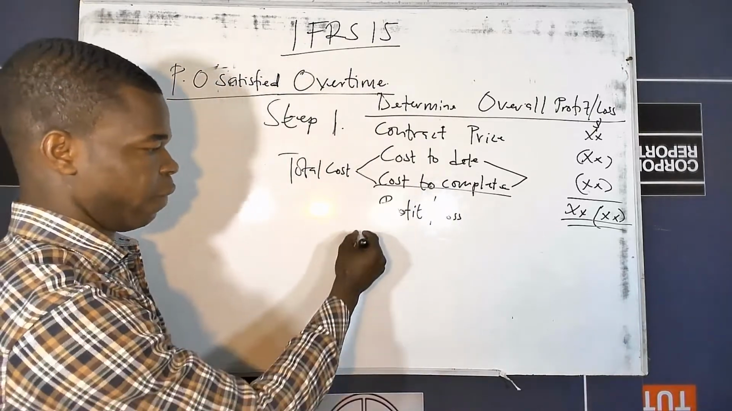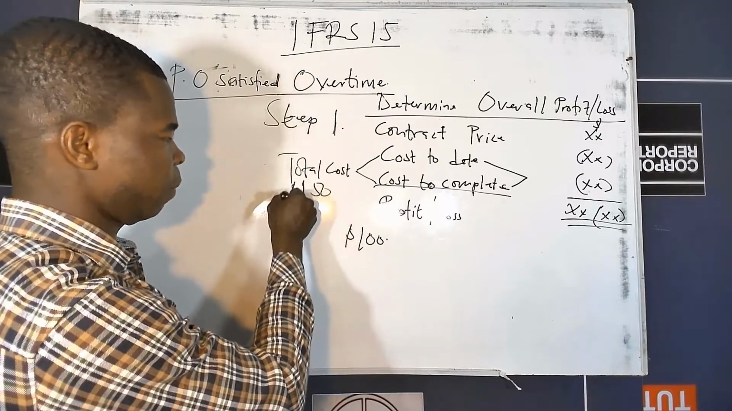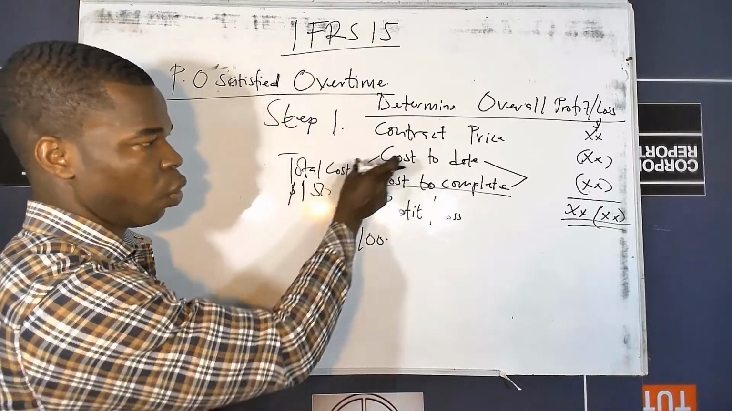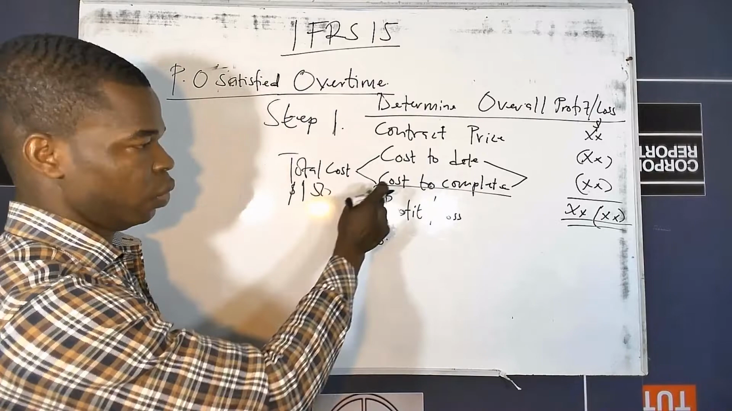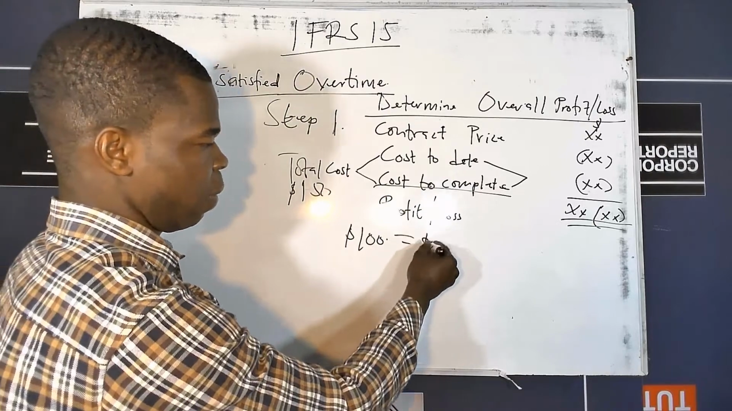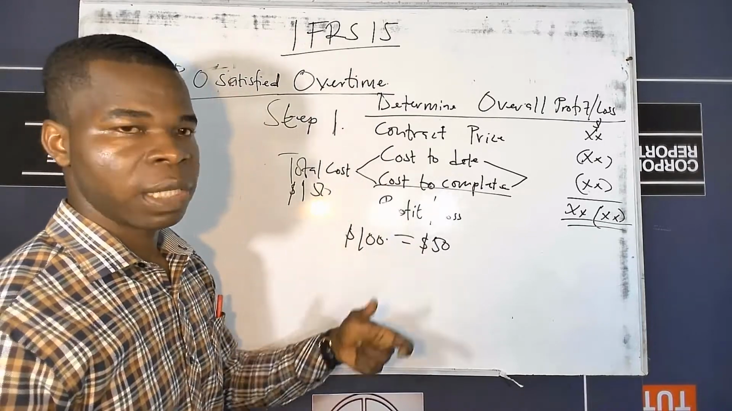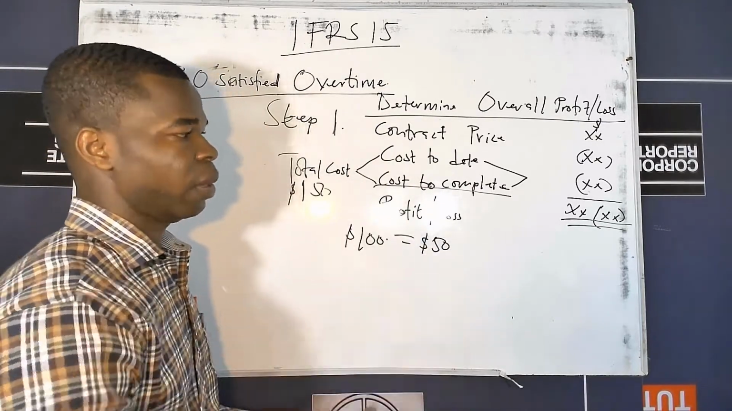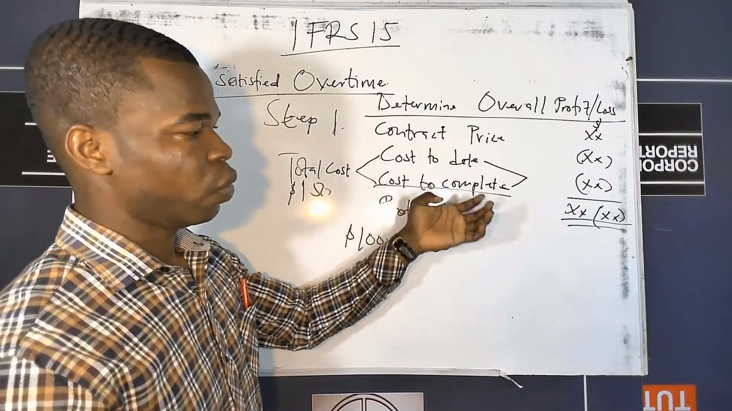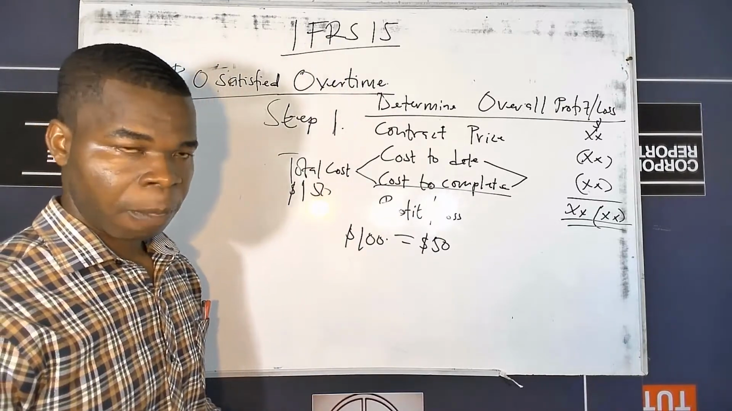So let's assume that we have our cost to date to be $100 and then our total cost to be $150. Then at any point in time, we can say that the cost to complete is going to be the difference between the cost to date and the total cost, and this is going to give us $50. So let's take note of that. Anytime we are given the cost to date and your total cost, you can determine your cost to complete. And in the same vein, if you are given your cost to complete and the total cost, you can also ascertain your cost to date.